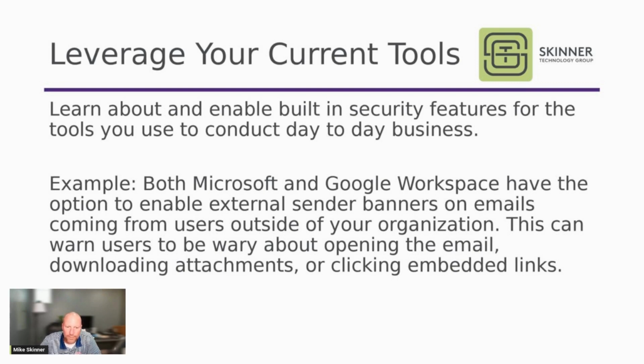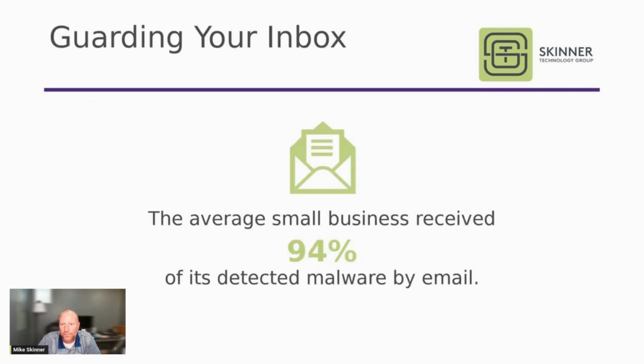Encryption is a big, perfect example. A lot of online cloud-hosted tools that businesses are using have the ability to encrypt data at rest, but it's not turned on. So we just need to make sure that we go in and verify that all these security settings are enabled, because they are built into many of these tools that we're using.